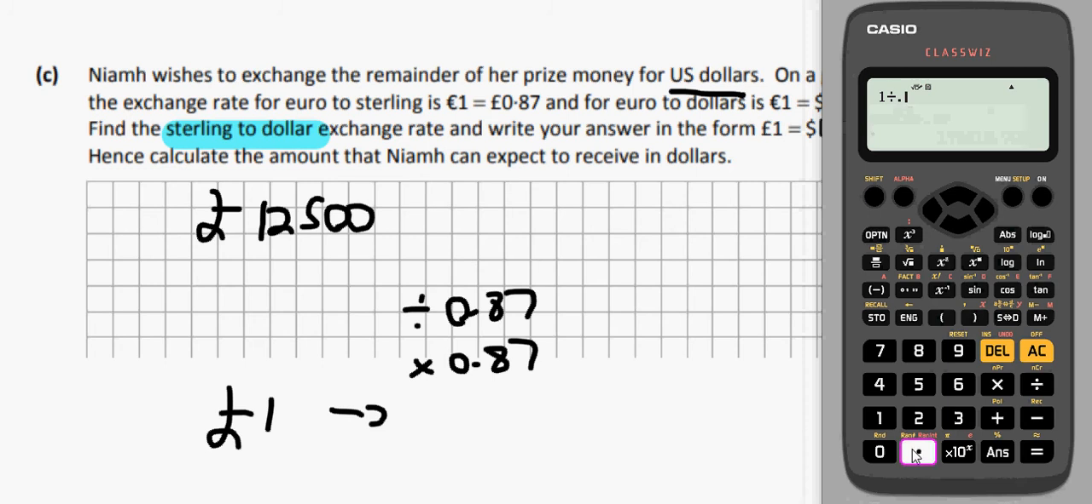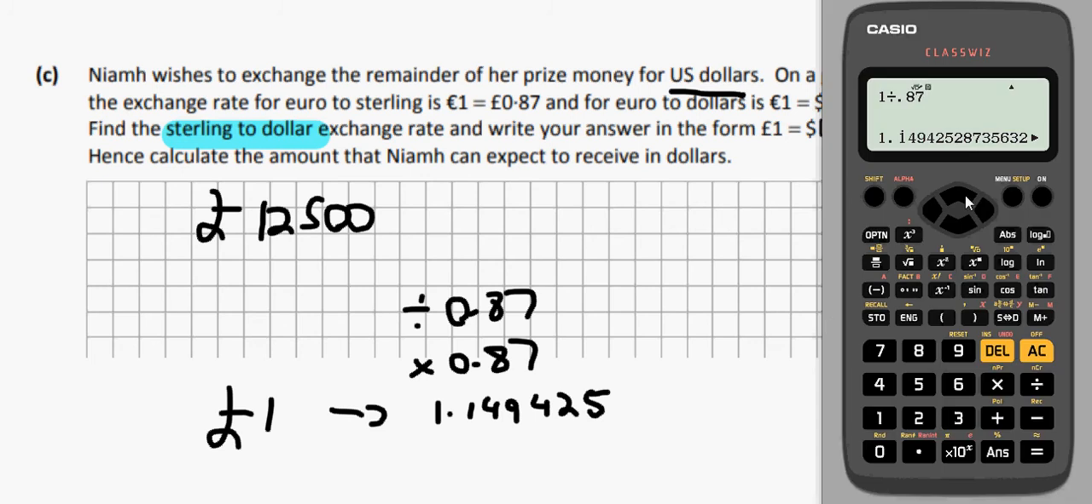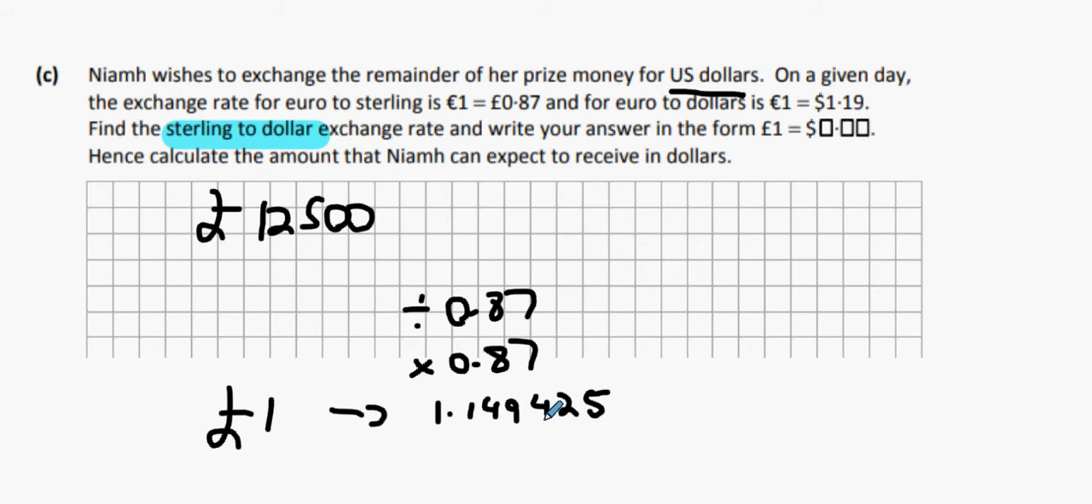Okay? Now this means that your answer is 1.149425. Is that alright? Now you can see I sort of overdid the decimals a little bit. Okay? Now, you have this much euro. How do you change euro into dollars?